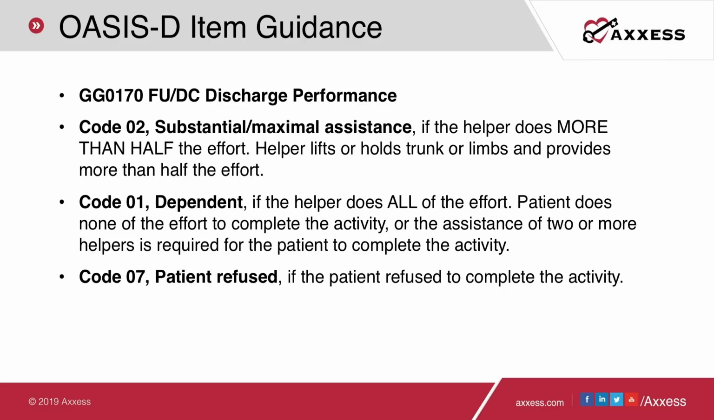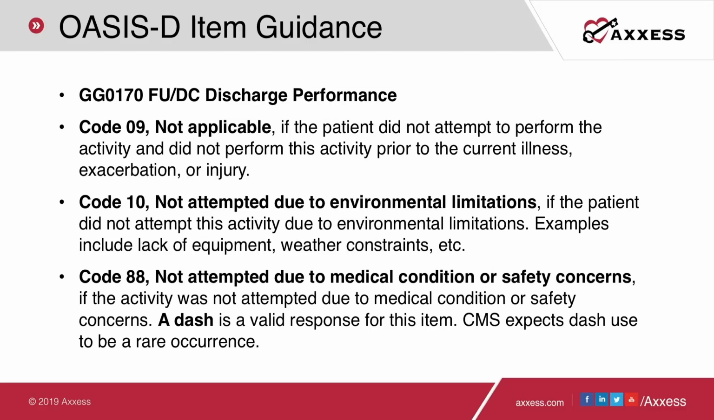All right, code number 7, patient refused. If the patient refused to complete the activity, that would be the proper code. Code number 9, non-applicable, means the patient did not attempt to perform this activity and they didn't perform this activity prior to the current illness, exacerbation, or injury.